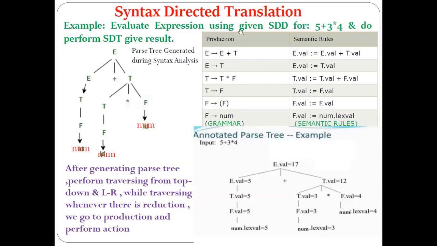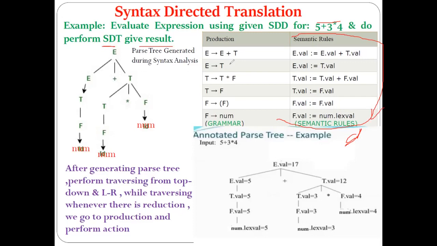Now with an example, whatever we have discussed up till now in this lecture, we'll try to make clearer in more detail. We have given the example: evaluate the given expression, that is 5 plus 3 into 4. How? By using the given SDD, the given syntax directed definition. This is the syntax directed definition we have given. And perform the syntax directed translation and give the result. We have given the expression 5 plus 3 into 4, and with the help of the given SDD, we have to perform the syntax directed translation and provide the result.